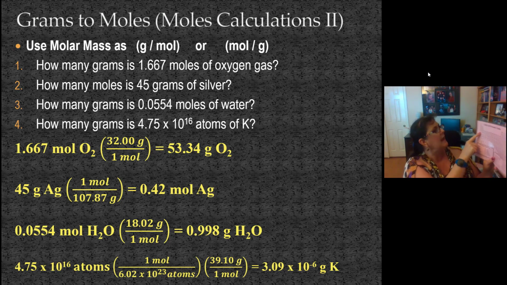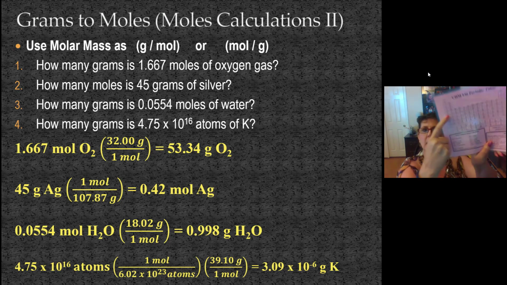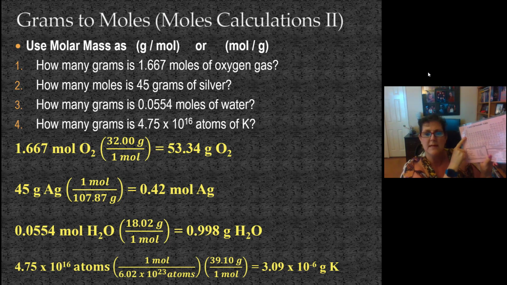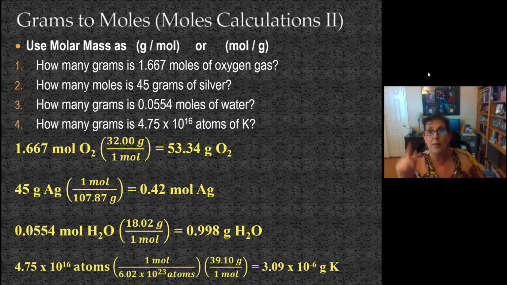Molar mass of K is 39.10. Okay, 39.10 grams per mole. Now the moles cancel, and we got grams. And if you punch it in your calculator correctly, you get 3.09 times 10 to the minus 6 grams of potassium. That's a good problem. You need to punch that in your calculator and make sure you get the right answer. The exponent is a negative 6 there. 3.09 times 10 to the minus 6 grams of potassium.